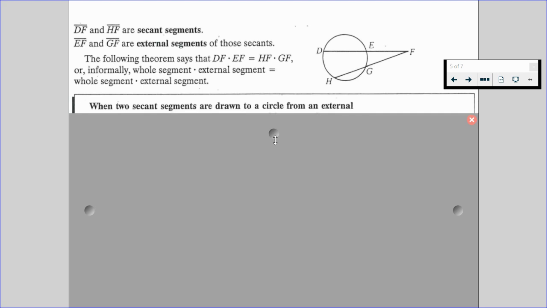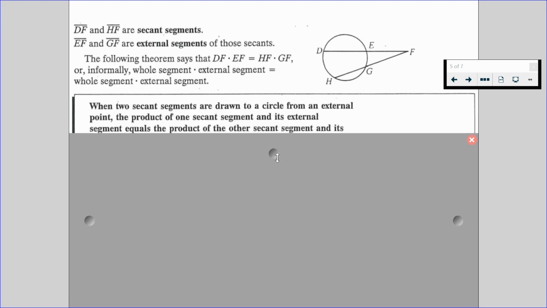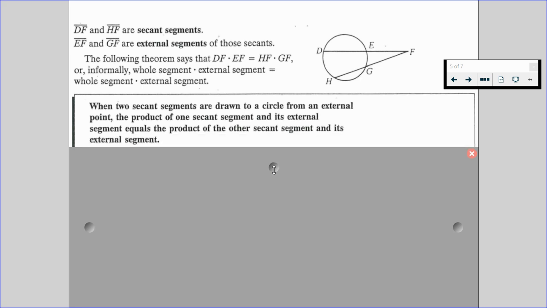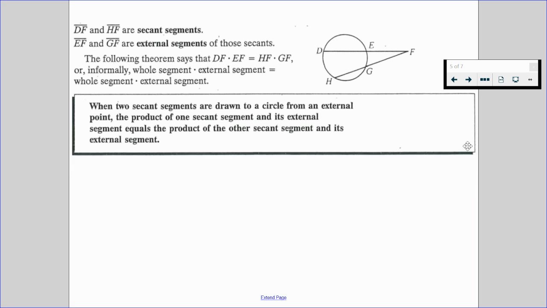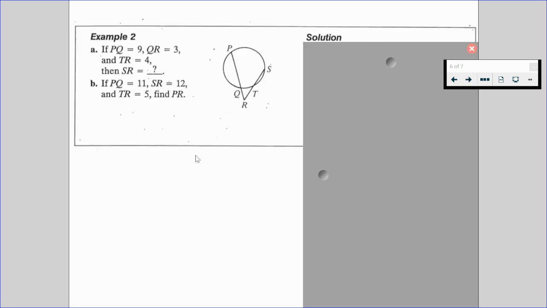So here we go. When two secant segments are drawn to a circle from an external point, the product of one secant segment and its external segment equals the product of the other secant segment and its external segment, which leads us into example number 2.